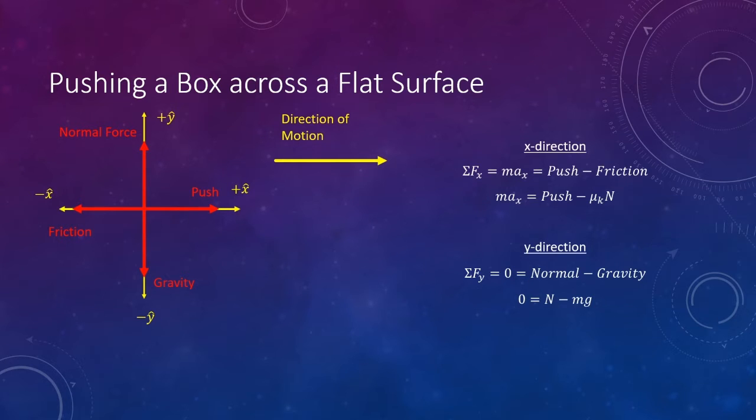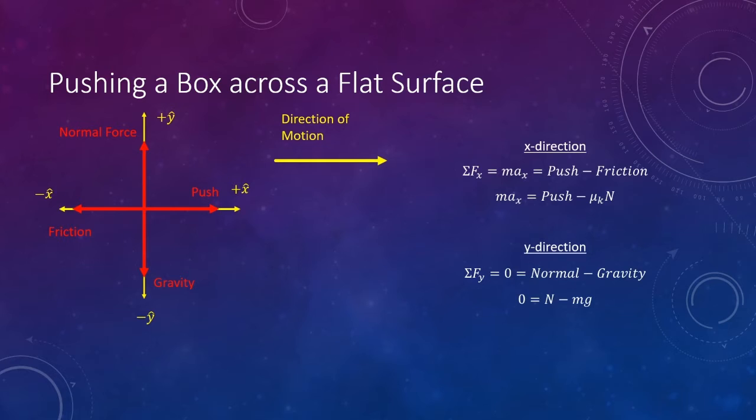If we look at the x direction, sum of the forces in x is equal to mass times acceleration in the x direction. We don't have a way of knowing whether or not this is 0 or some value, so we'll leave it as an unknown. And we're pushing one way and friction's going the other way. And in introductory physics, we'll say that the force of friction between solid objects is a coefficient of friction times the normal force.